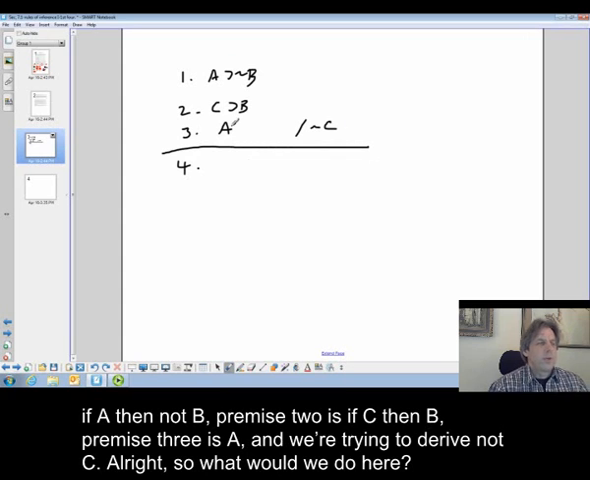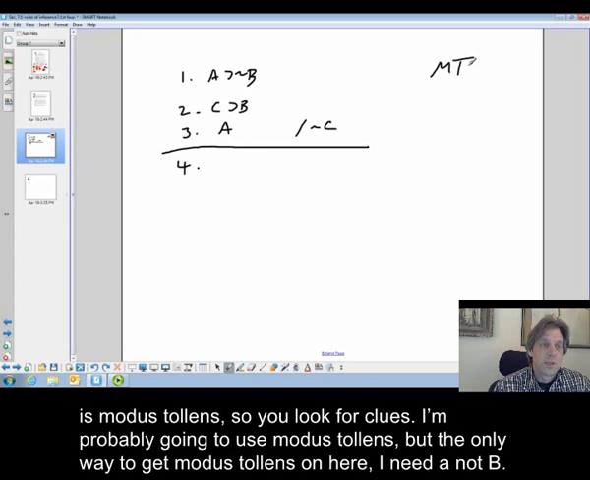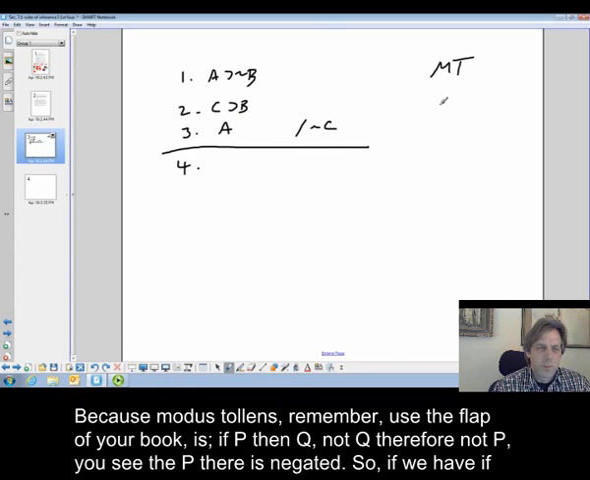Alright, so what would we do here? There's not C, and we see that there's a C right here. And remember, that is the antecedent. And often a way to get the negation of an antecedent is modus tollens. So you look for clues. I'm probably going to use modus tollens, but the only way to get modus tollens on here, I need a not B. Because modus tollens, remember, and use the flap of your book, is if P, then Q, not Q, therefore not P.